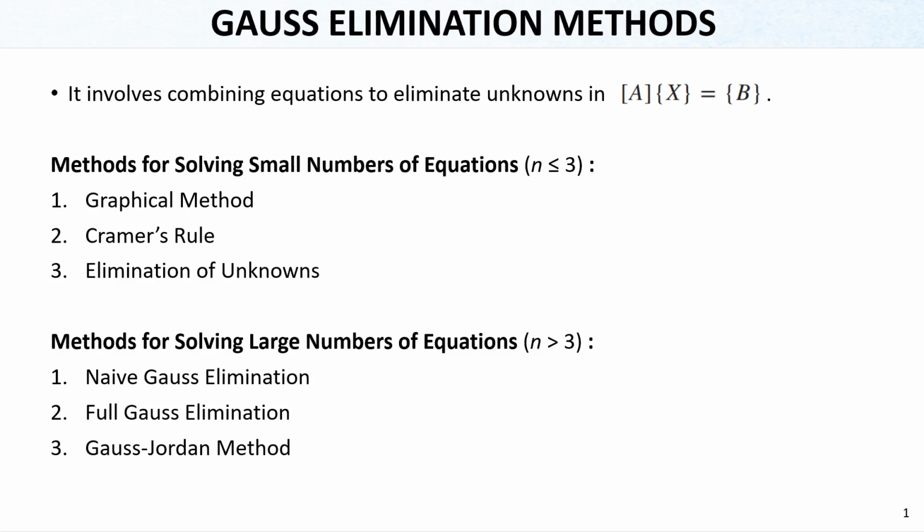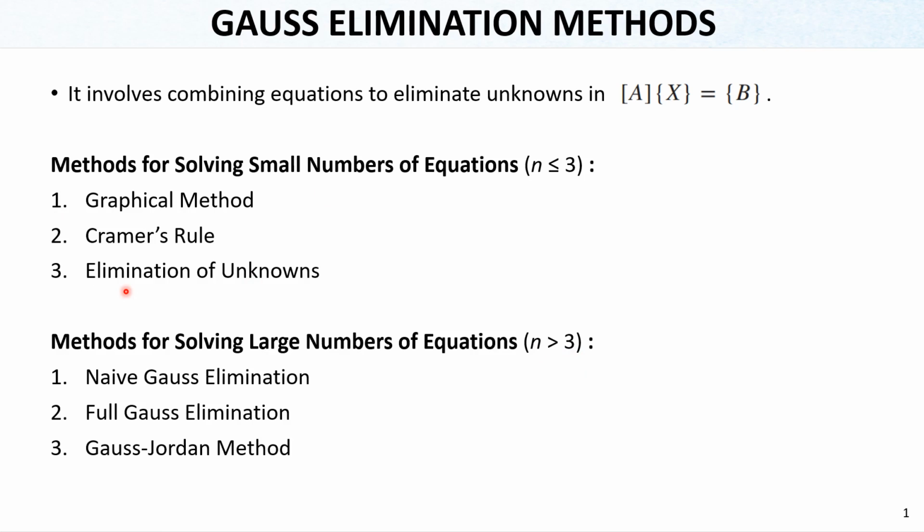So we use Gauss elimination methods to be able to solve the linear algebraic equations like in this form. If n, the number of equations, is smaller than or equivalent to 3, we can use graphical method, Cramer's rule, and elimination of unknowns. If the number of equations is greater than 3, then these can still be used, but will be very time consuming and difficult.